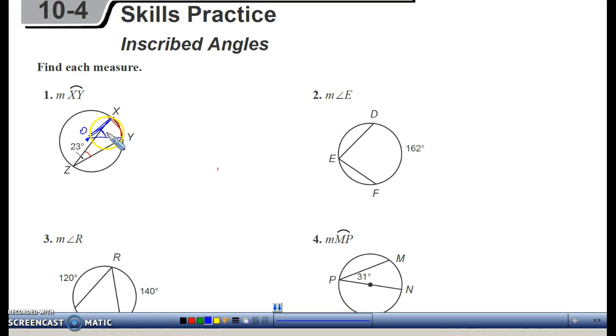So the measure of XY, this arc, is always going to be the measure of the central angle. And on the other hand, the measure 23 of the interior inscribed angle is going to be half of this one. So if this one is 23, the central angle is going to be double, 46, this angle. And consequently, the arc XY is going to be 46 degrees. So my first answer is going to be 46 degrees.